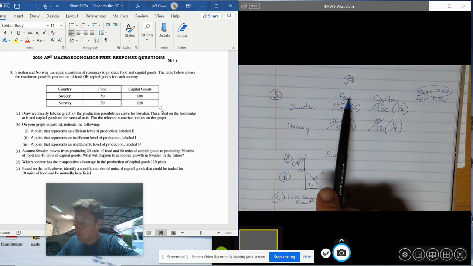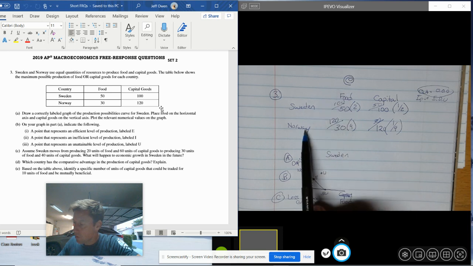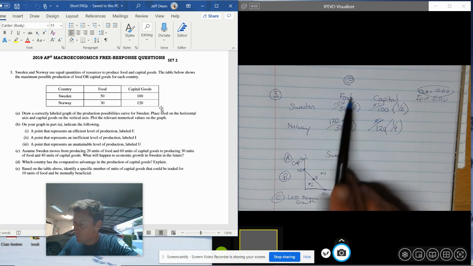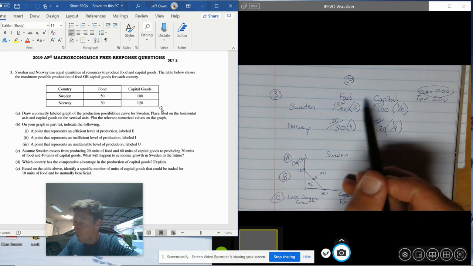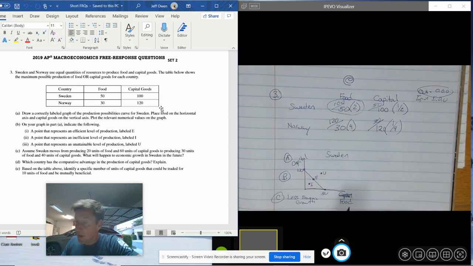Sweden, they produce 1 unit of food. They give up 2 units of capital goods. Norway, 1 unit of food. They give up 4 capital goods. This one has a lower opportunity cost in food. Norway should have the comparative advantage in capital goods.